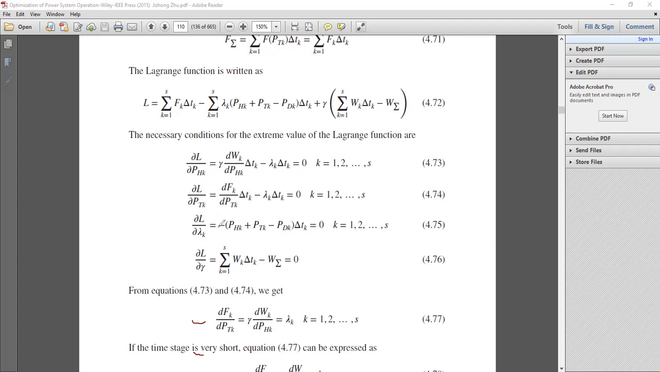And the last one is the partial derivative of L with respect to gamma. You take out gamma, and whatever is remaining, you simply take it and make it equal to 0. So these are the equations.